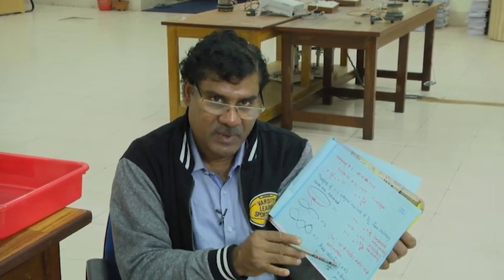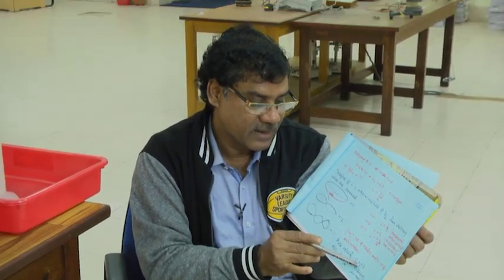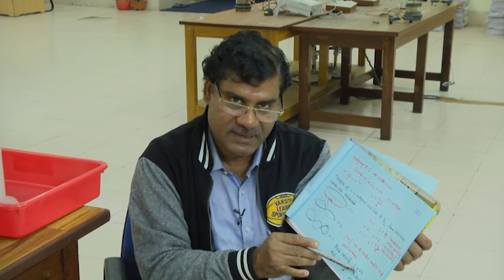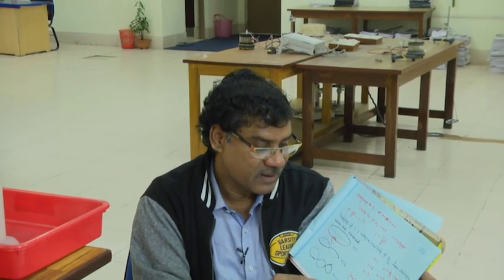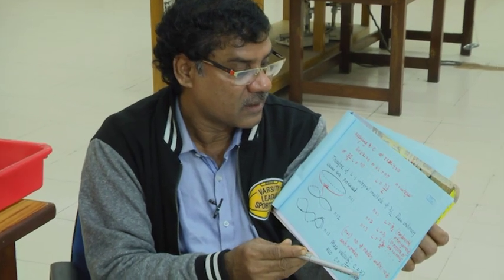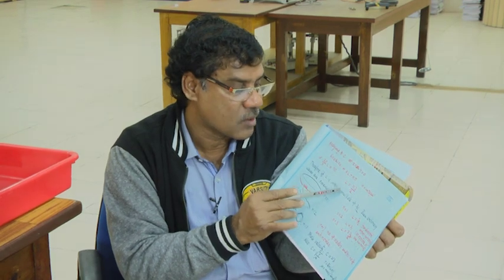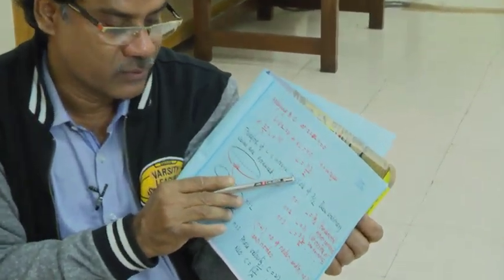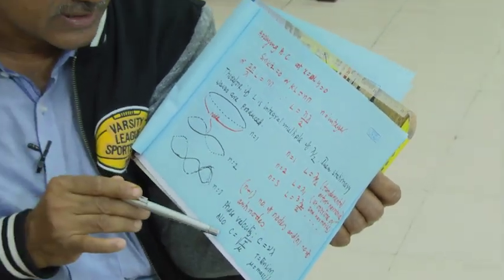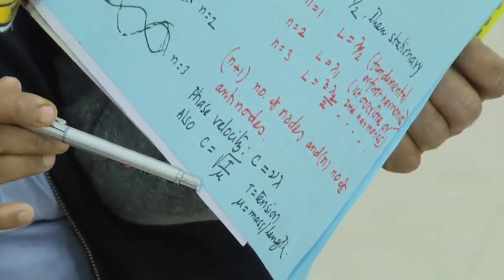So our experiment is, in the string we'll vary the frequency and find out the different modes, and for those different modes we'll get the lambda, because of this formula, as I told you, L equal to n lambda by 2. So we can calculate this C. Also C is square root of T by mu.